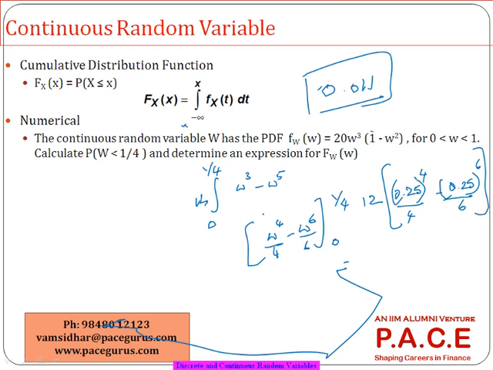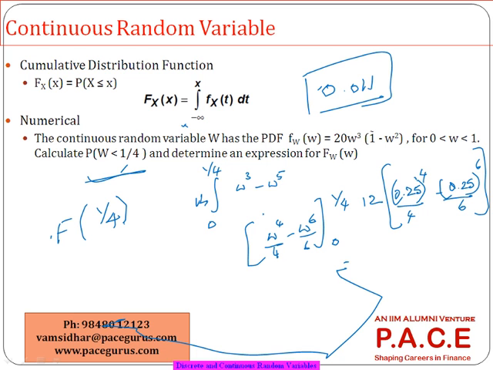So when someone asks me the probability of W less than 1 by 4, I can write it as F of 1 by 4 itself. F is the cumulative function, because its meaning is the probability that x takes a value less than or equal to 1 by 4, with the minimum value being 0. So 0 to 1 by 4 is nothing but my cumulative distribution function F of 1 by 4.